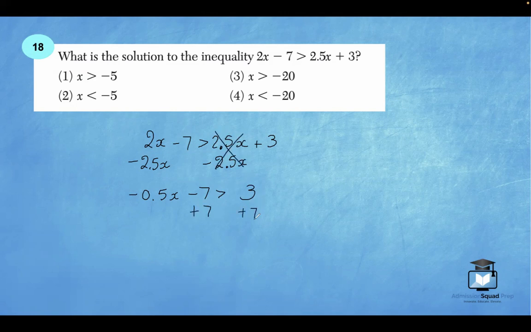Now we're going to add 7 on both sides. So we now have -0.5x is greater than 10. Our last step is to divide by -0.5 on both sides. Guys, did you remember the rule that when you divide an inequality by a negative number, you need to switch the direction of the inequality symbol? So it's now going to change from greater than to less than. And 10 divided by negative 0.5 is negative 20. Therefore, answer choice 4 is the correct answer.